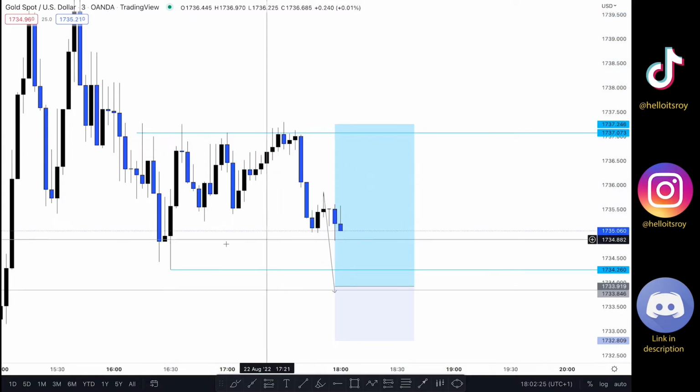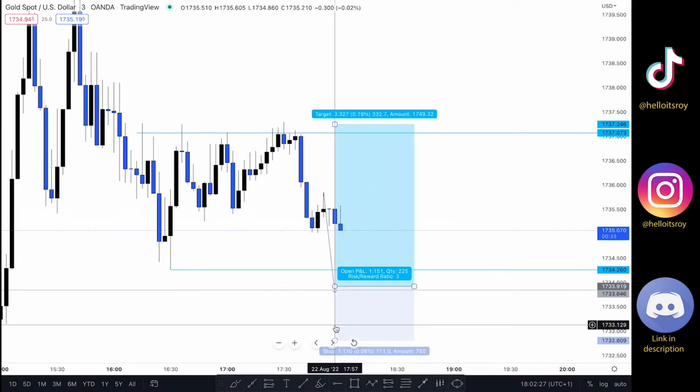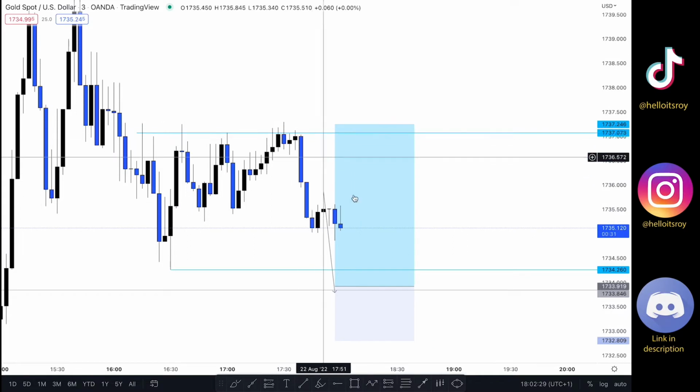Either way, I'm waiting for gold to just get this low right here, and then I'm going to enter and target this liquidity above here.